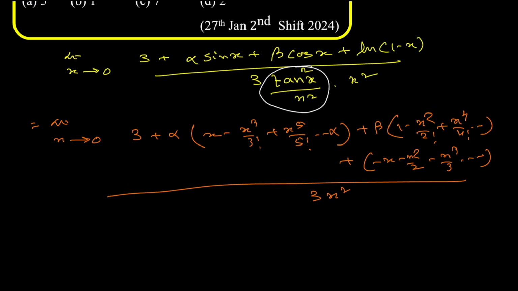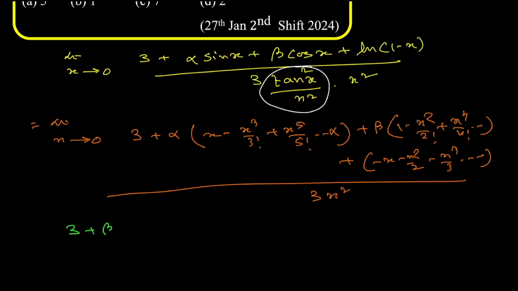And what is the single power of x? If we see here, the single power of x is alpha. This is the single power of x, alpha. And one more single power of x is this, which is minus 1. Okay, this is a single power of x. Therefore, this is minus 1. Now I am making the coefficient of the single power of x equal to 0.